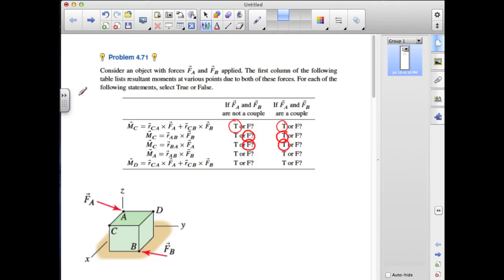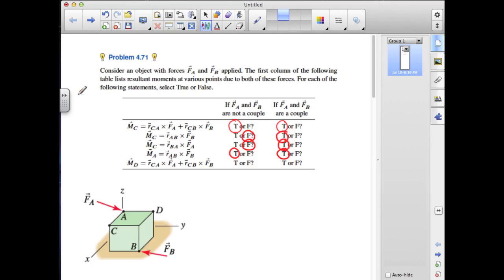Our fourth statement is that the moment about A is equal to RAB cross FB. This is true whether FA and FB are a couple or not. The line of action of FA goes through A, so it doesn't contribute any moment about A. The only contribution to a moment about A comes from FB, so it would be correct to say that the moment about A is RAB cross FB, whether FA and FB together constitute a couple or not. So this is going to be true in both cases.